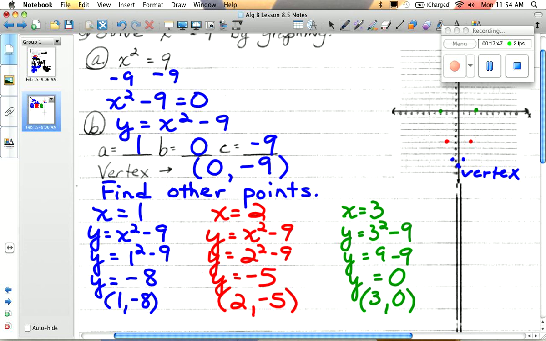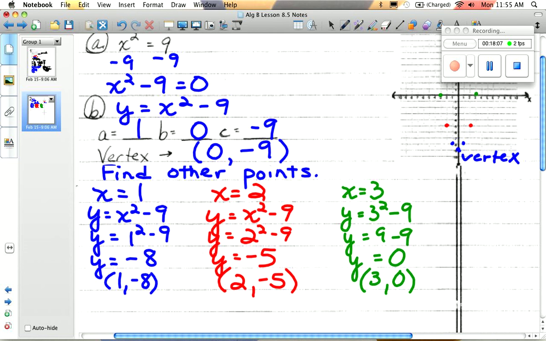What determines what points we pick? Like, could we have done negative 3? We could have done negative 3. Remember, we want to pick points that are not very far away from the vertex, and just substitute them in and find other points. But today we don't get to quit until we do find the ones that are on the x-axis.